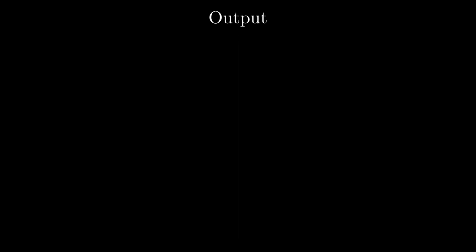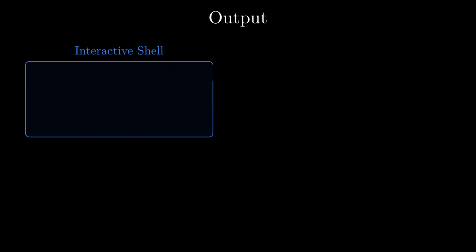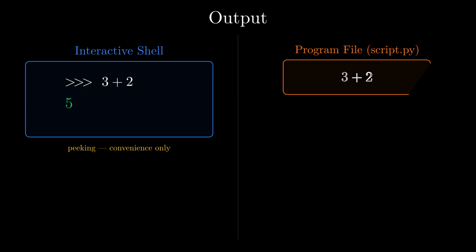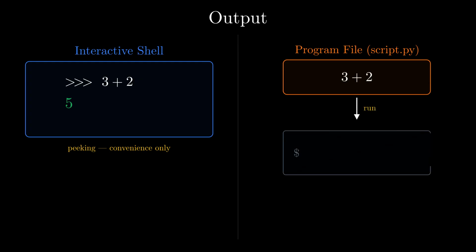Now output. The programs so far are static. They don't interact with anyone. It's tempting to think we've produced output because typing 3 plus 2 in the shell displays 5. That's not output. It's the shell peeking at the expression's value as a convenience. Put that same expression in a program file and run it. Python computes 5, silently discards it, and nothing appears. This is by design. If every intermediate expression printed itself, program output would be an unreadable mess.